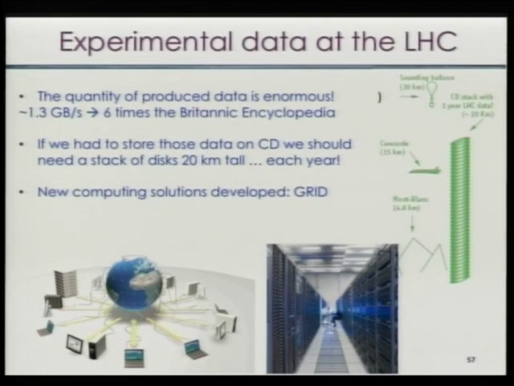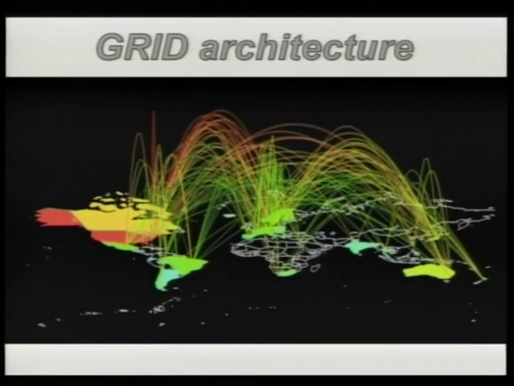So we have a solution for this data by using a grid. A grid is a kind of connection among several computing centers all over the world, where each computer center can elaborate a tiny piece of this data, and after all the running, all the processing of the data, they come together.